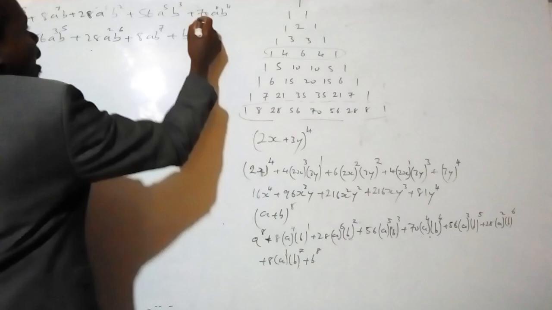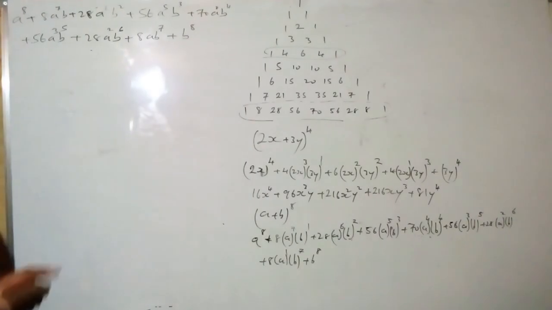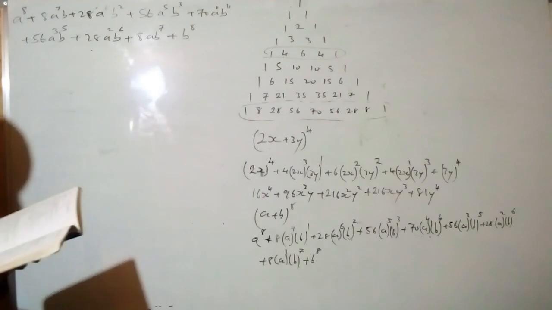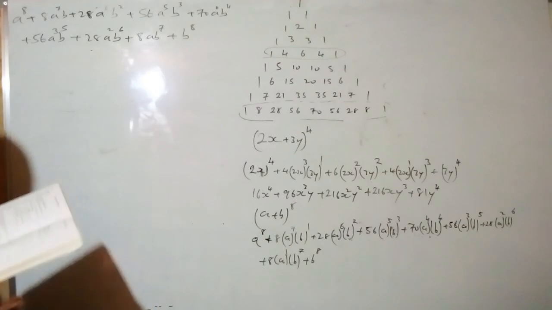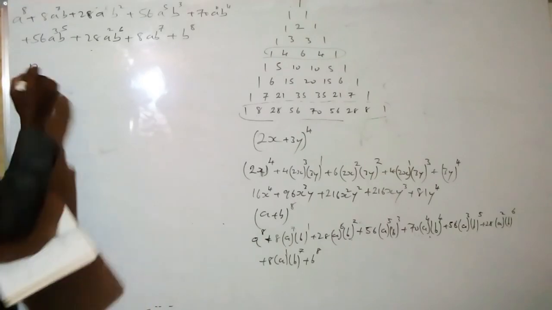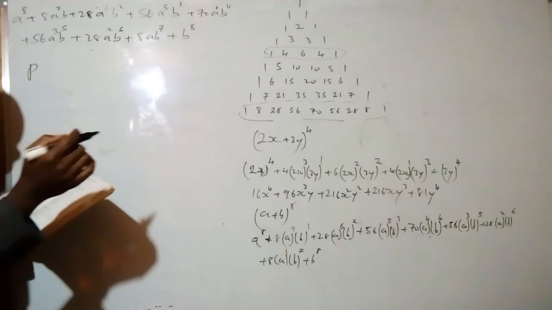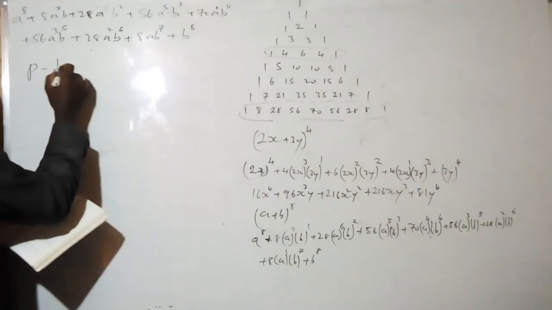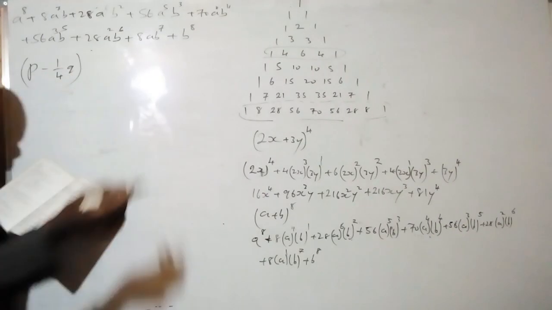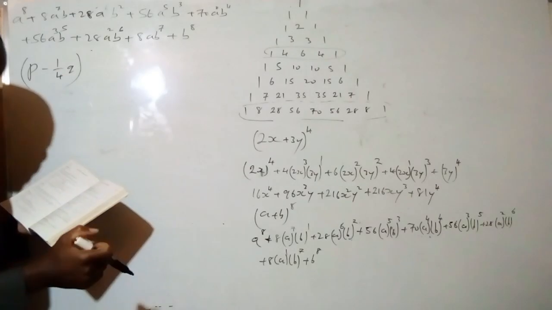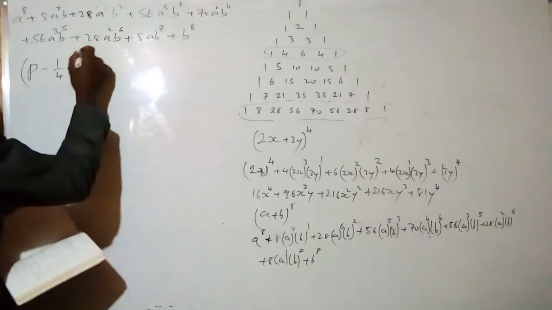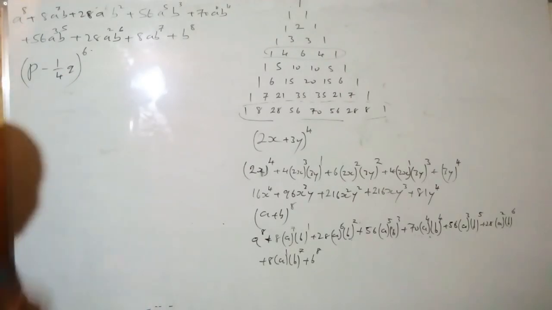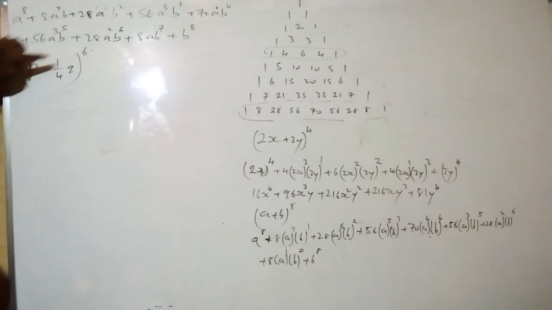That's how you're supposed to do that question. Next, what if now you are given (P minus 1 over 4 Q) raised power 6? We are going to do the same. The first P, you raise to the highest power 6.